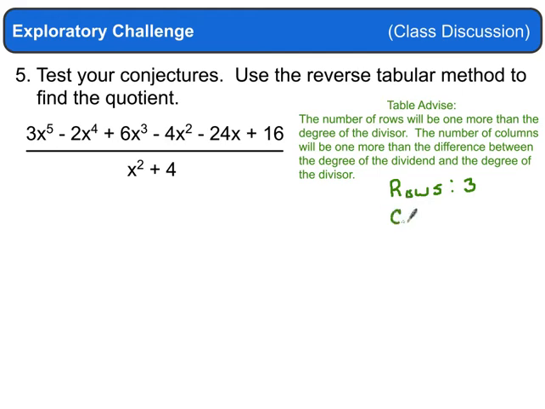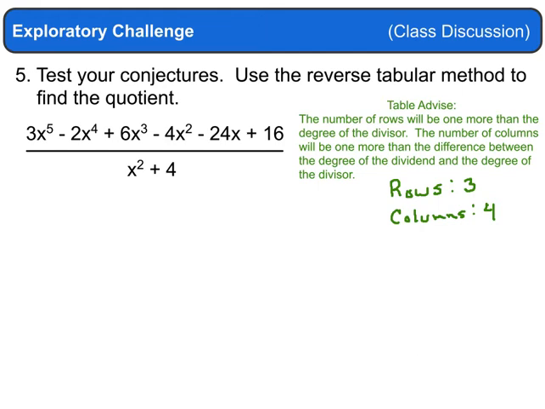For the number of columns, we need to find the difference between the degree of the dividend and the degree of the divisor, and then add one more. So we have 5 minus 2 is 3. We go one more than that, we're going to need 4 columns.